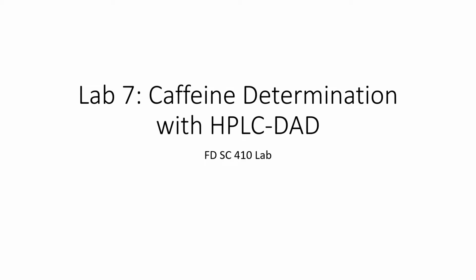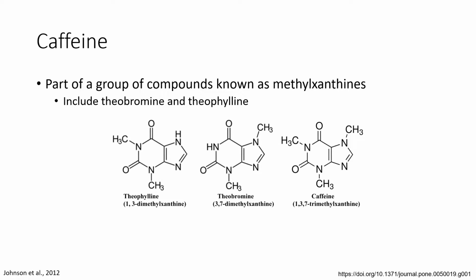Today we'll be looking at caffeine determination in foods and beverages using HPLC DAD. That stands for High Performance Liquid Chromatography with a Diode Array Detector. First we're just going to do a little overview of caffeine, then we'll get into the reasons we use HPLC and what's going on when we use an HPLC.